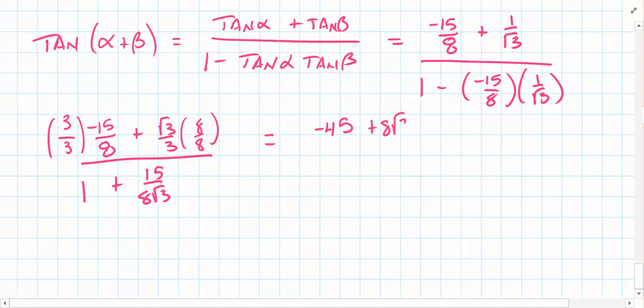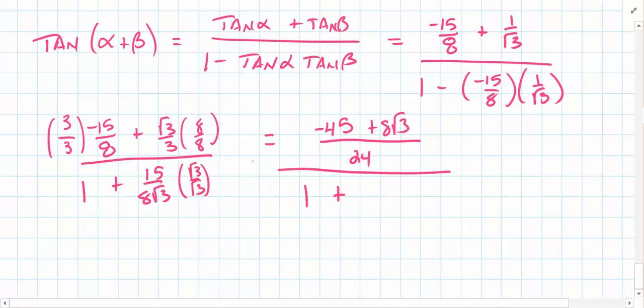plus 8 root 3, all divided by the common denominator, 24, divided by, if I rationalize the denominator here, I need a root 3 over a root 3. So it's going to give me 1 plus, let's see here, 15 root 3, all divided by 8 times 3, which is 24. Okay? Good. Oh, I did 1 minus. So negative 45 plus 8 root 3 all over 24.